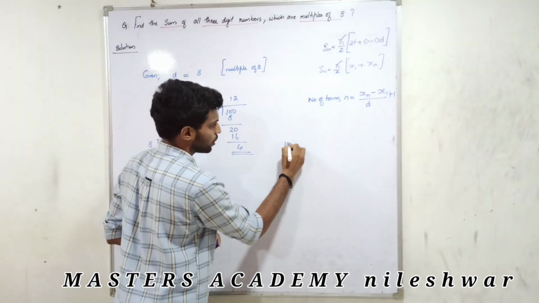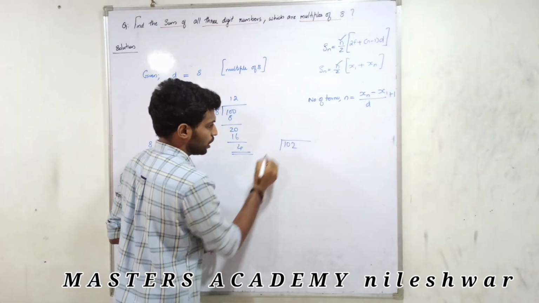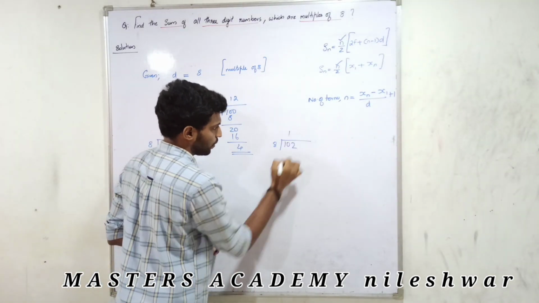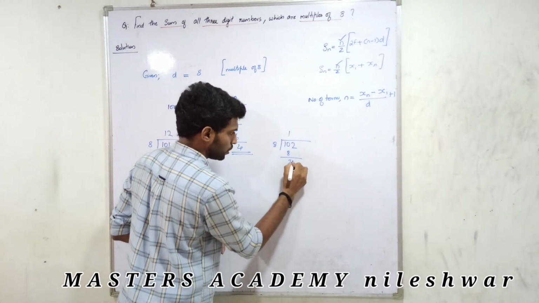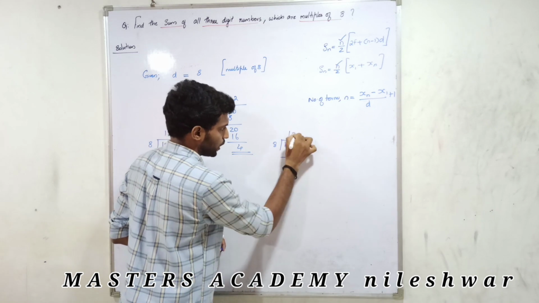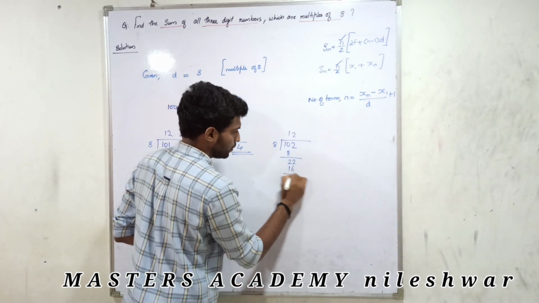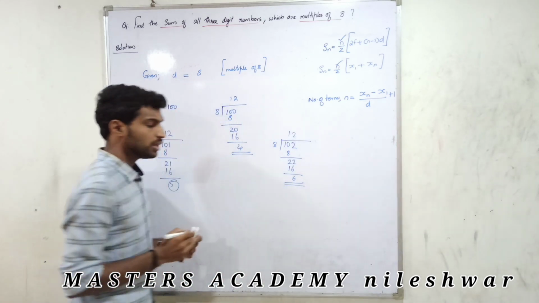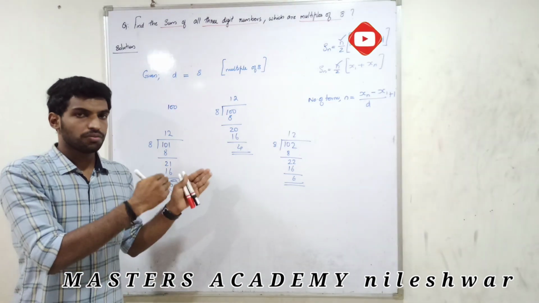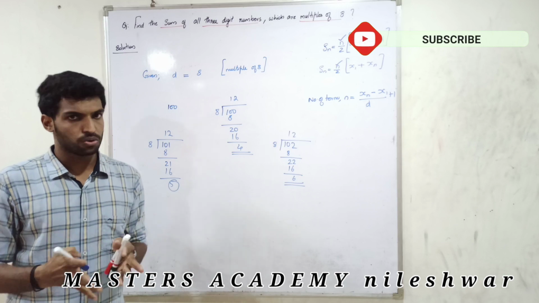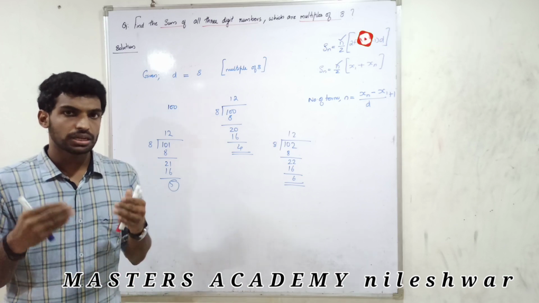Moving on to the next number, 102. Divided by 8, 1, 8 times 2, 22, again 2 times 16, 6. Here also we will get a remainder. If we proceed with 103, 104, it will be a lengthy process. So I will tell an easy method.